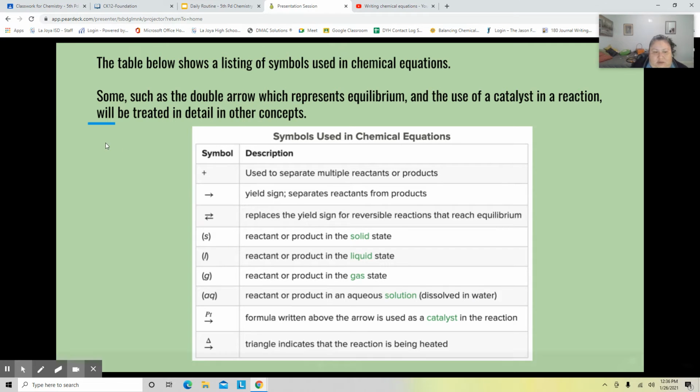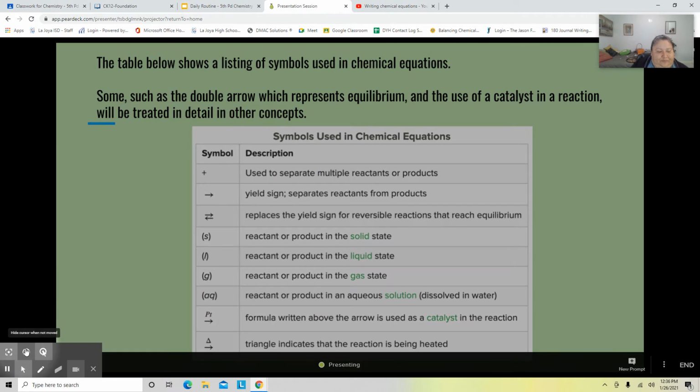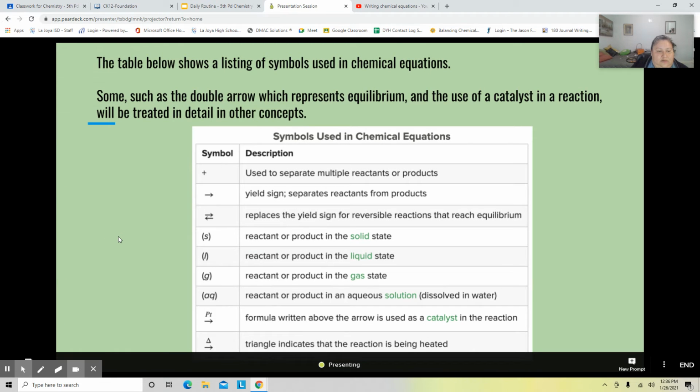All right, symbol number 1. If you look at symbol number 1, it's a plus sign, right? Everybody sees it here. This little plus sign is used to separate multiple reactants and or products.